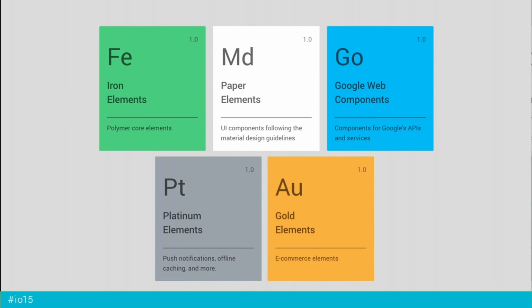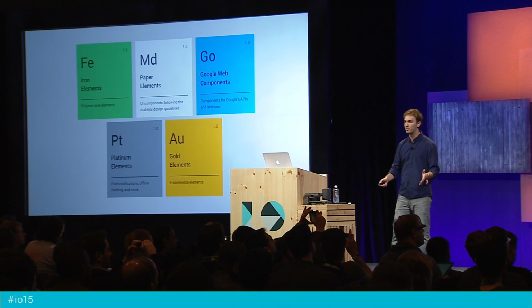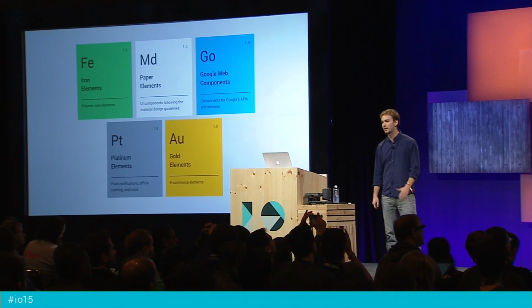So we have the iron elements, the paper elements, the Google Web Components, the Platinum elements, and the gold elements. Each of these solves a specific set of problems that developers run into when building web applications. And many times, that's exactly what you want. You have a problem, and you need a specific solution to be able to fix that problem.